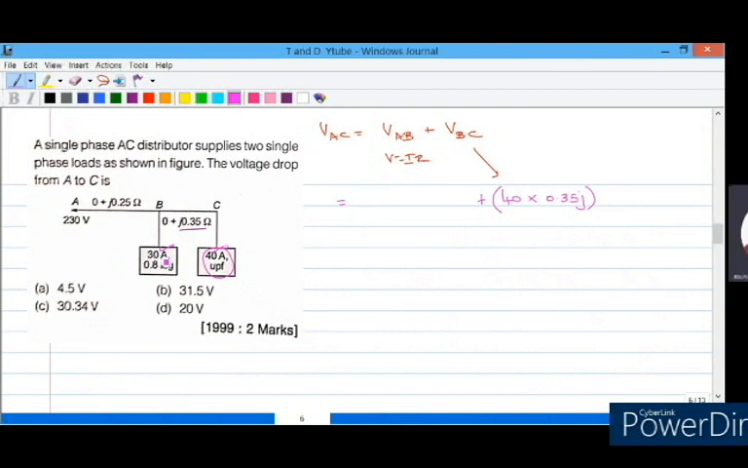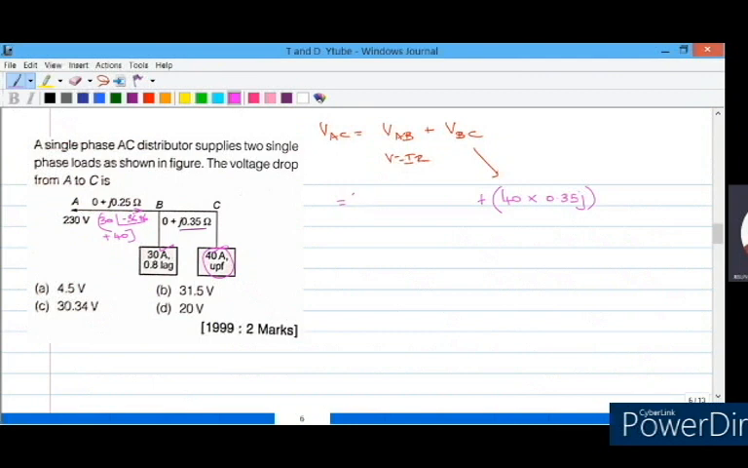So here the current is 30 ampere with 0.8 PF lagging. So we know the cos inverse of 0.8 is 36.86. As it is lagging, we add minus 36.86 here. So the current which flows in the section IAB is 30 angle minus 36.86 in addition with 40. This is the current which flows in the IAB section.